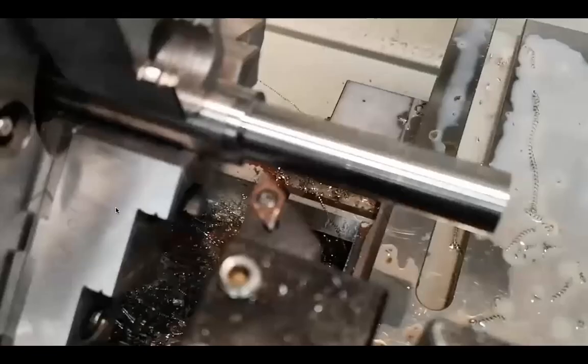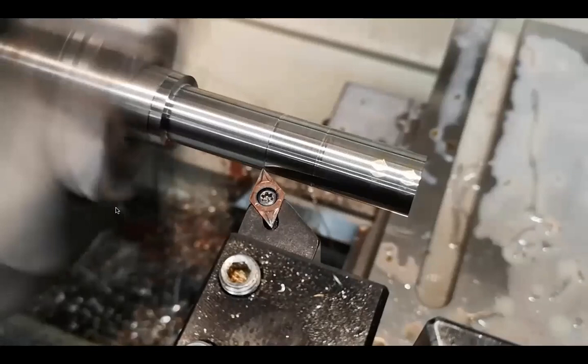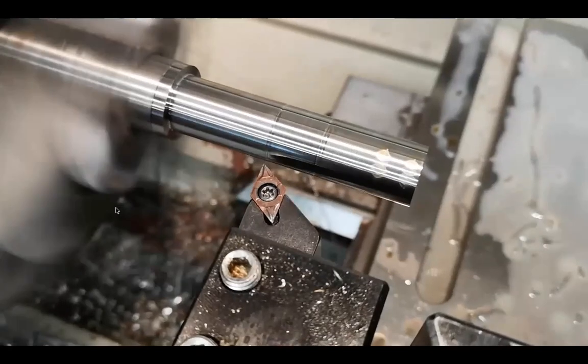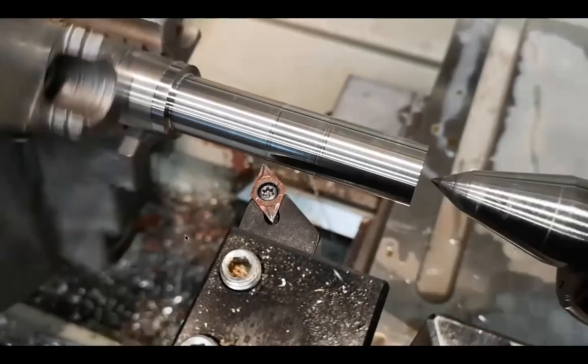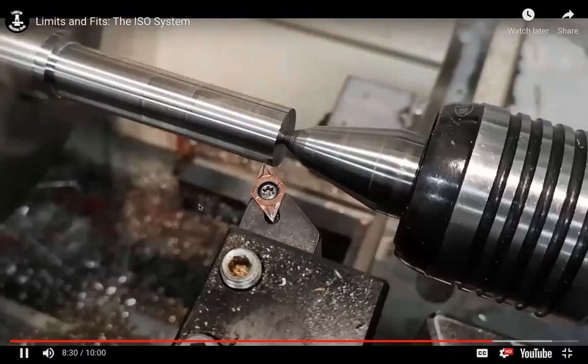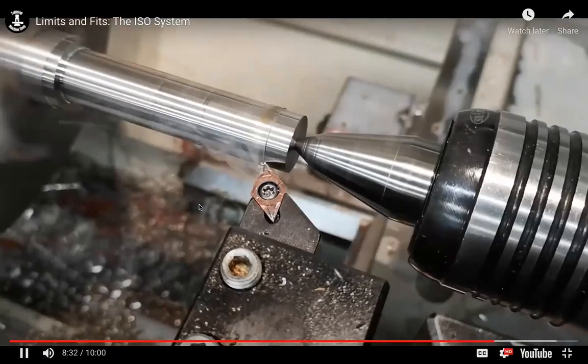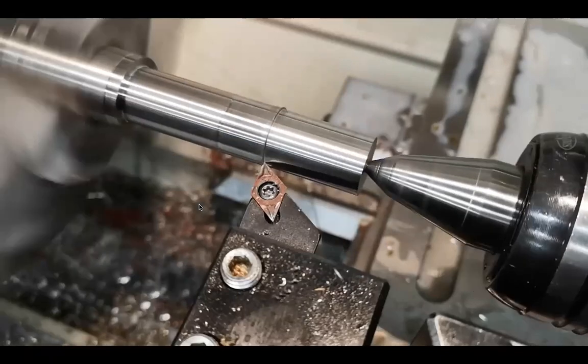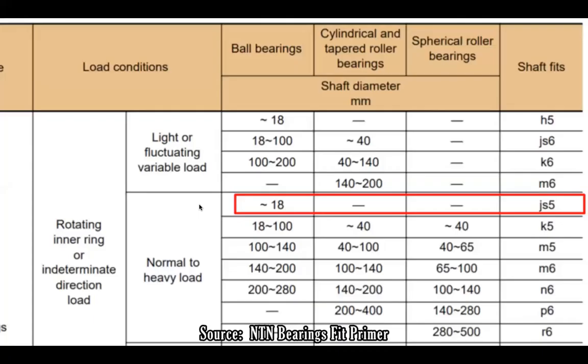So why would you use this system? Personally, I like how much information is available through just 2 digits. If I have to make a bearing seat on a shaft for an 8mm bearing, I can simply look up what tolerance is required from Machinery's Handbook or something similar. If I need a bearing seat for an 8mm bearing on a shaft that will see reasonably high loads, I can see that it recommends a JS5 fit.